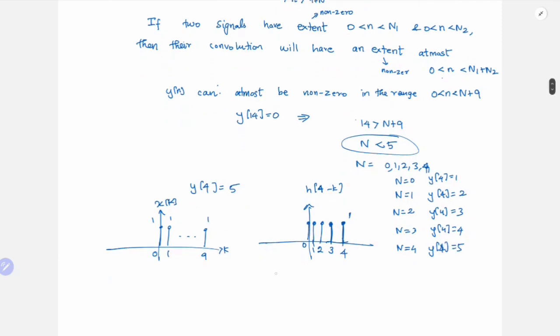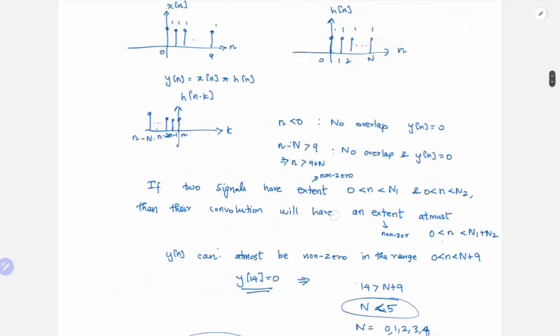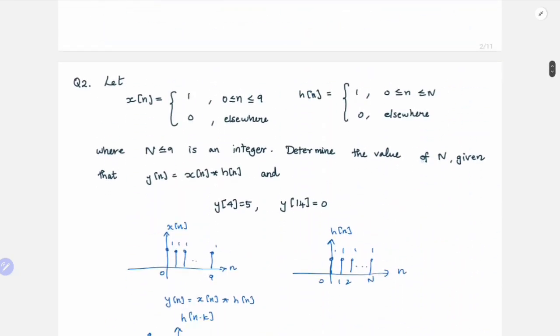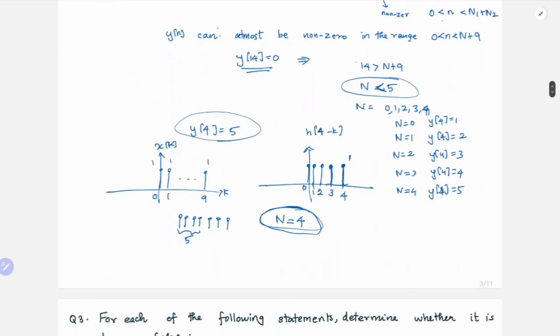So which means that your n should be equal to 4. And this is also possible when your h of n is something like this, correct? It can have many samples, and if only 5 of them are overlapping, it is also possible. So this y of 14 equal to 0 is restricting your n to less than 5. And then using the second condition of y of 4 equal to 5, we got that your n is equal to 4. So that is what they have asked to find. So your answer is n is equal to 4.